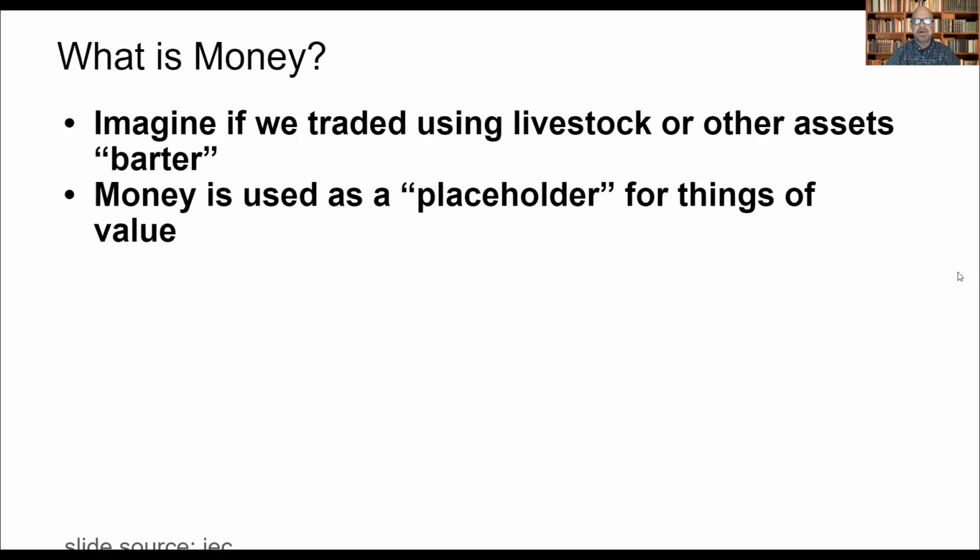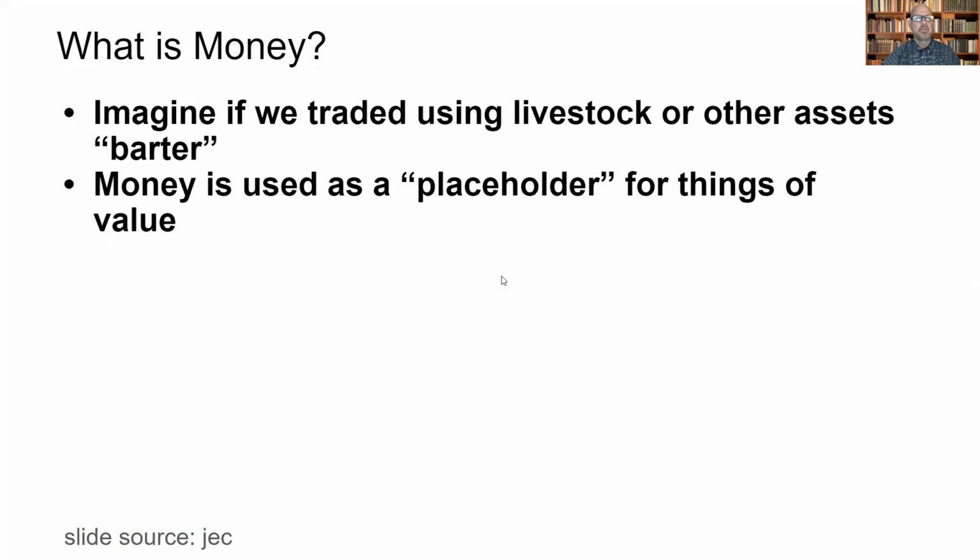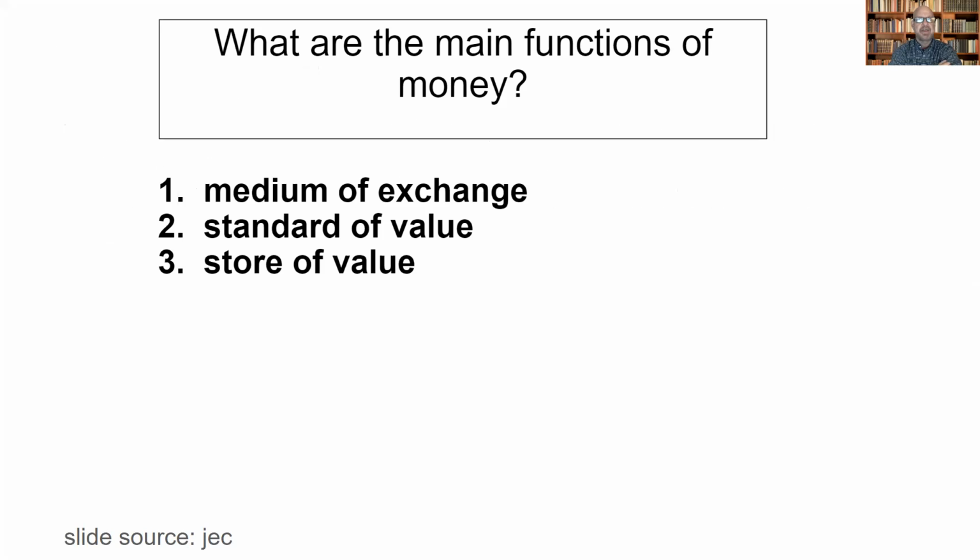Okay, so let's think about that for just a second. What are the main functions of money? I think it'll give you a better idea of what money is when we look at this. It is a medium of exchange. It's that placeholder so we can exchange things and we can get assets in return. It's a standard of value because we all know what a dollar is. We all know what $10 is. We know about what that would purchase. So it becomes a standard that we can use to measure the value of things.